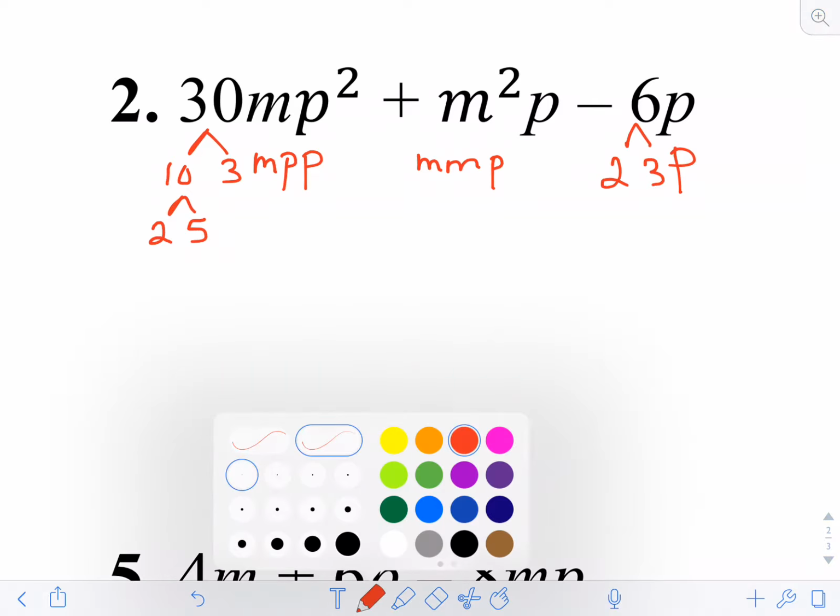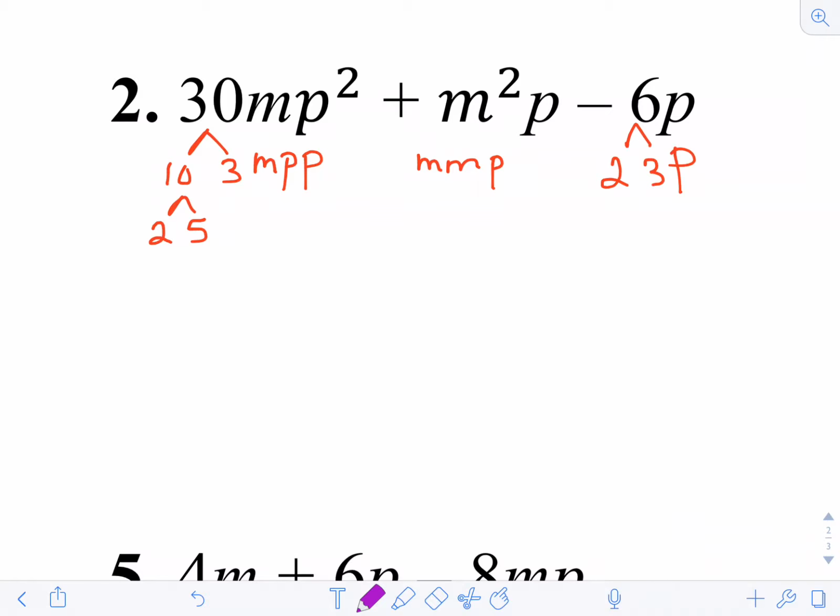Okay, so now I'm going to find something that is common in all of these. So when I look at my numbers, since I have no numbers here in the middle, all I have is like a 1. Okay, there's nothing I can pull out because there's a 1. 1 has no numbers there for me to pull out besides 1. So I can't even do anything with my numbers.